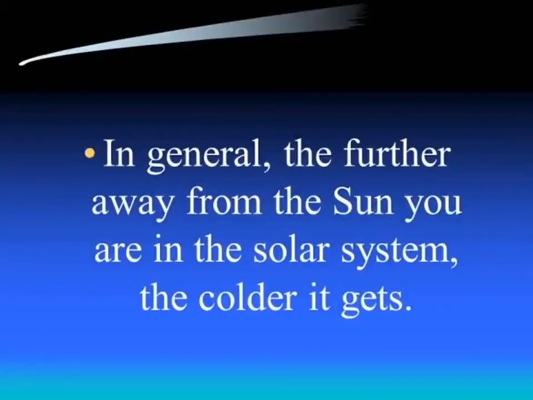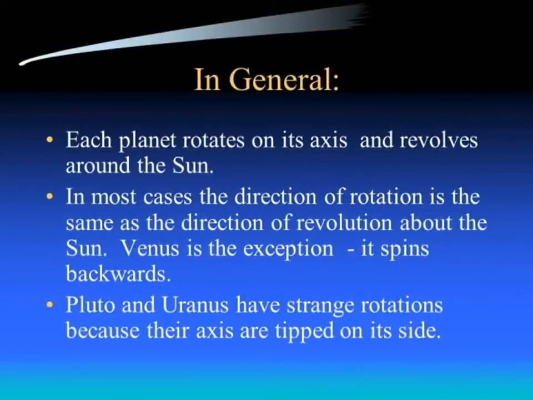So in general, the further away from the sun you are in the solar system, the colder it's going to get. Each planet rotates on its axis and revolves around the sun. And in general, and I do mean in general, the direction of the rotation is the same as the direction of revolution around the sun. There are some differences, Venus and Uranus. We certainly notice this difference there. And so there are several planets that kind of have that different motion as compared to the norm. And we're going to find out Mercury's a little weird too, but we'll get to that point when we talk about the individual planets.